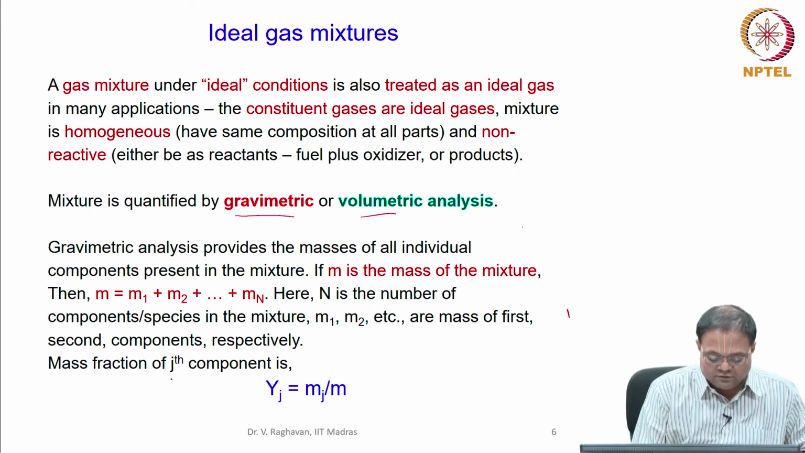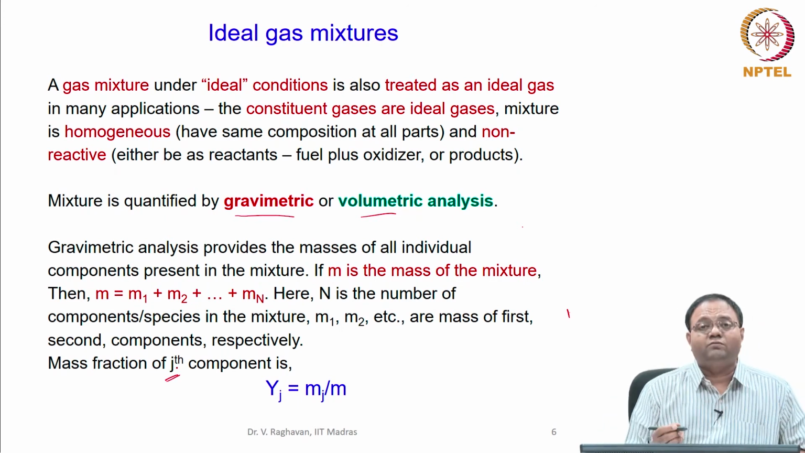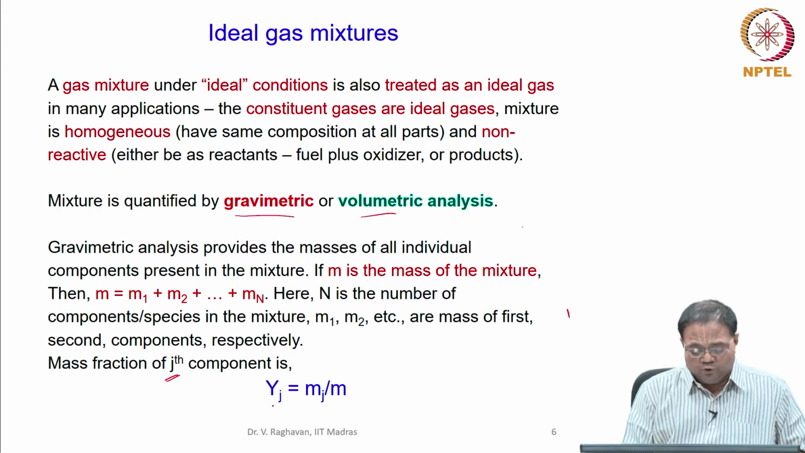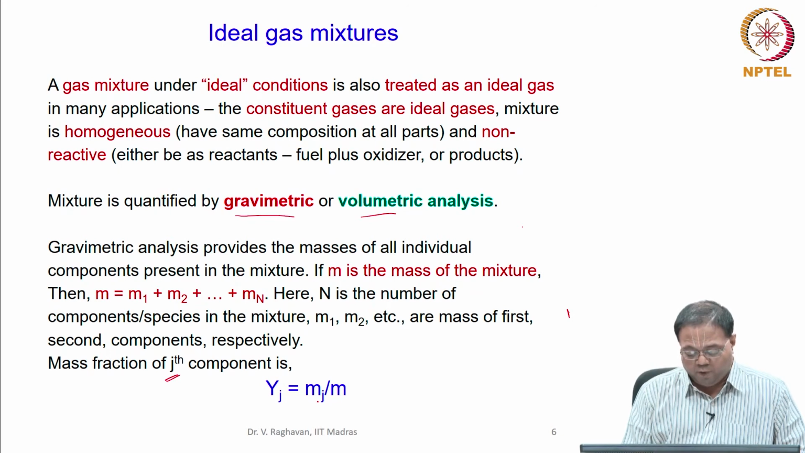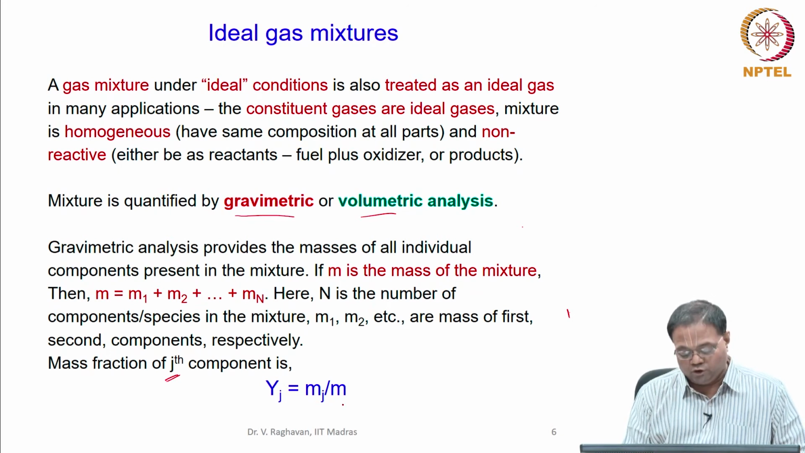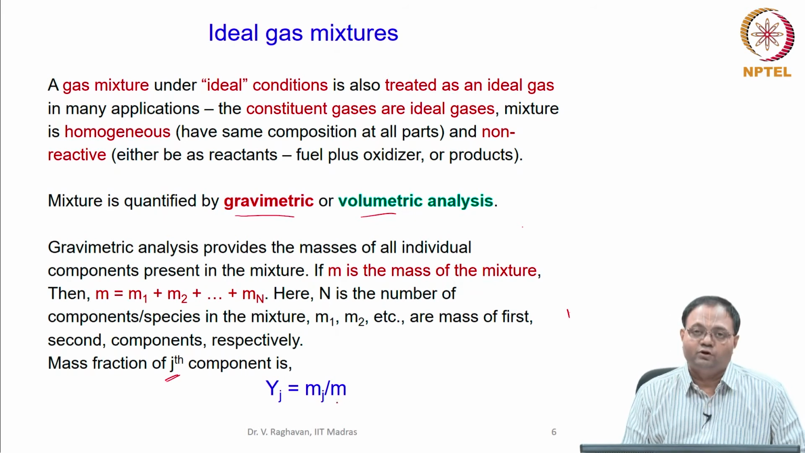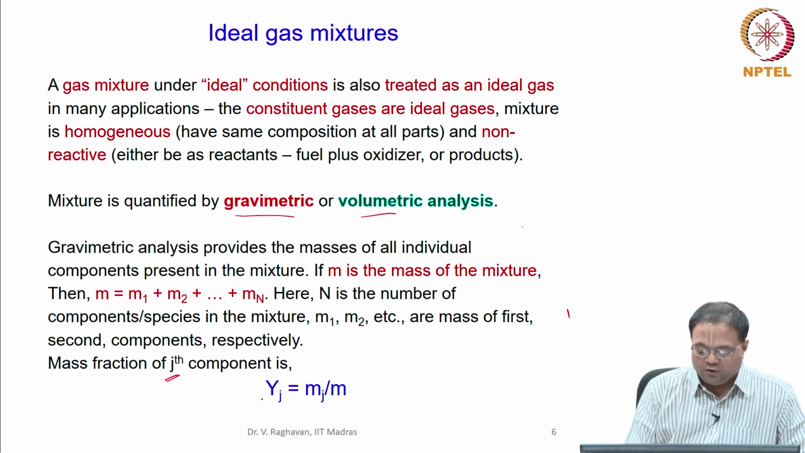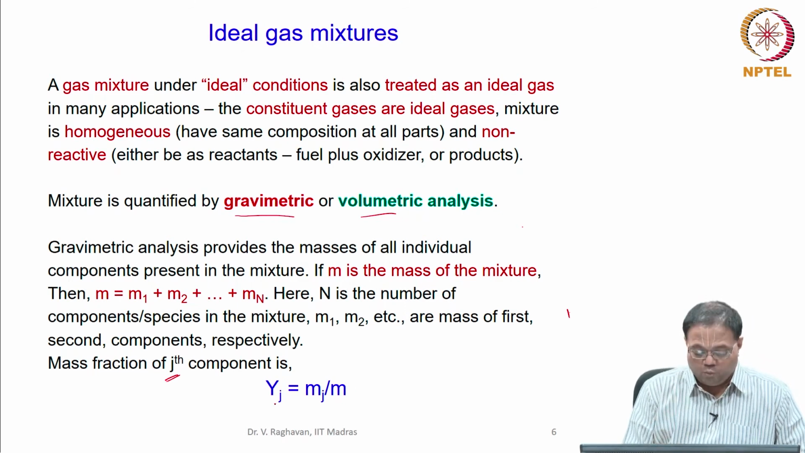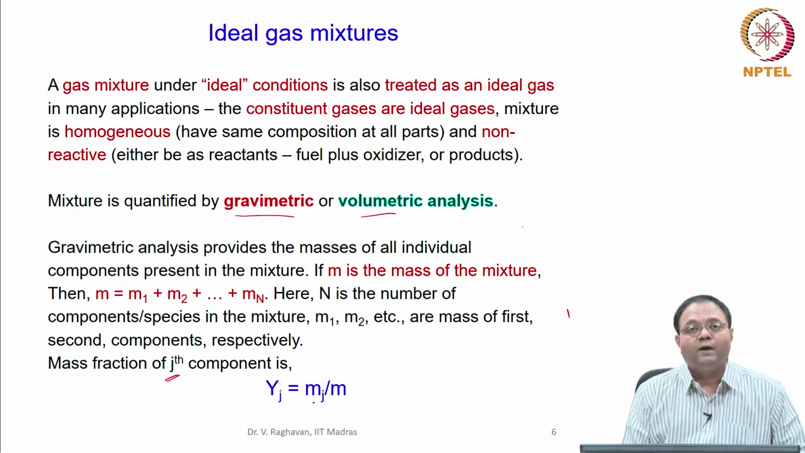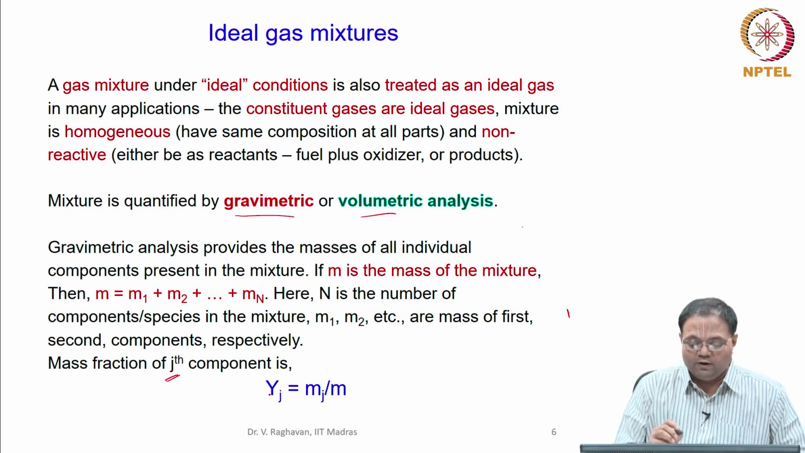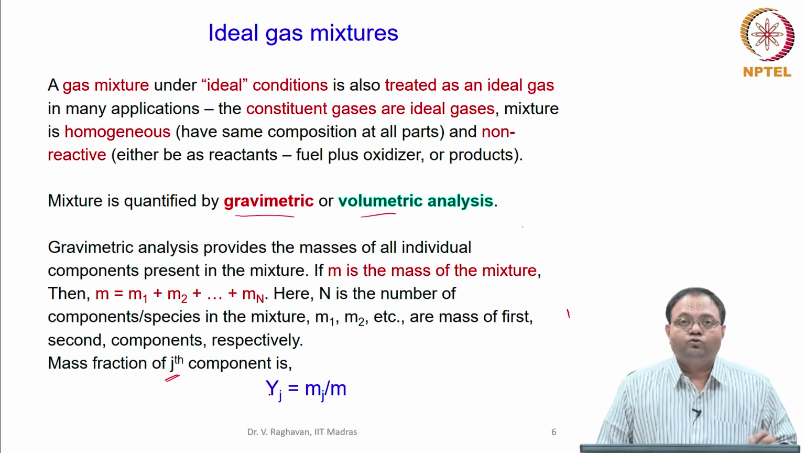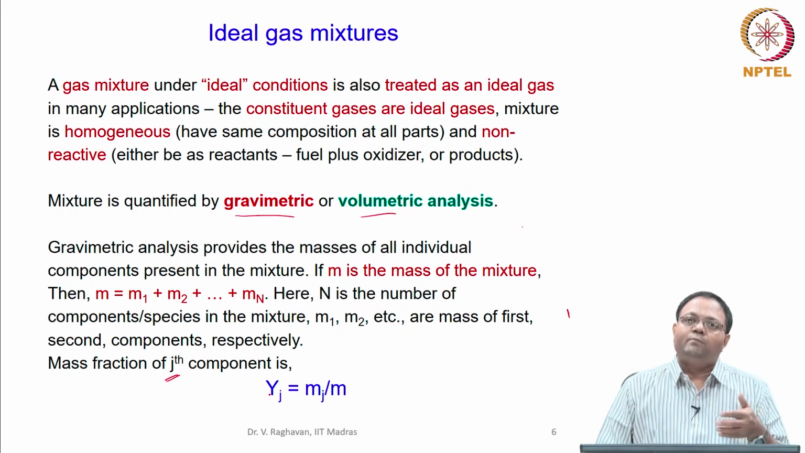For example, take the jth species, it can be any species. The mass fraction of the jth component or jth species is the mass of that species divided by the mass of the mixture. So, Yj is equal to Mj divided by the mass of the mixture, small m. This is called the mass fraction of an individual component. We normally deal with mass fractions, mole fractions, volume fractions, etc.